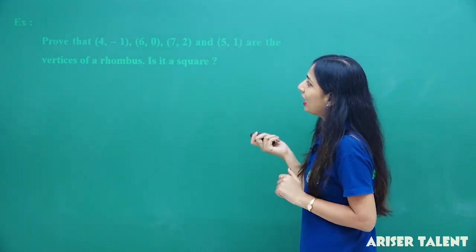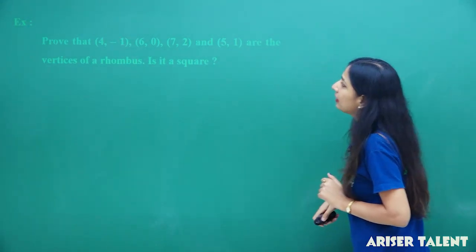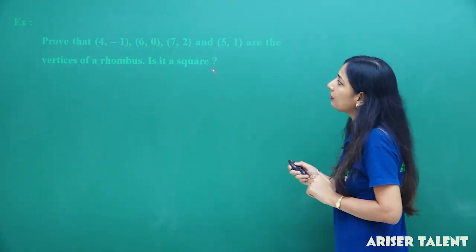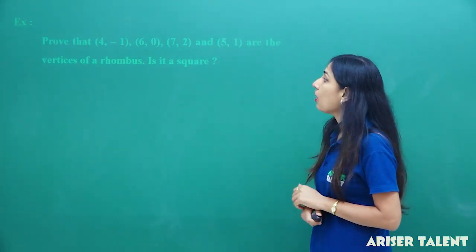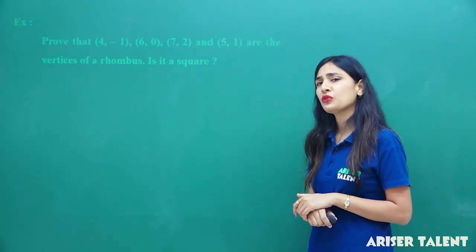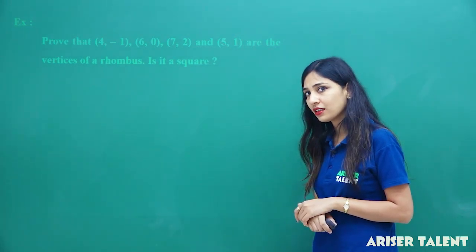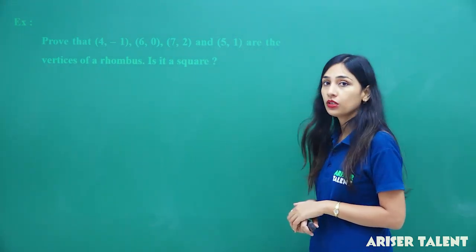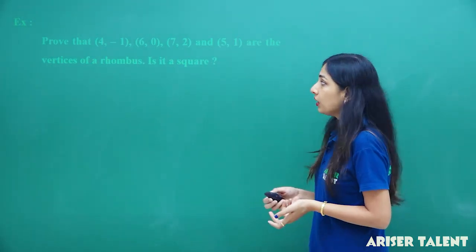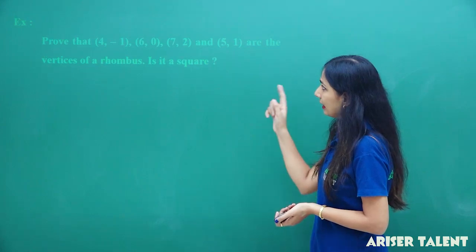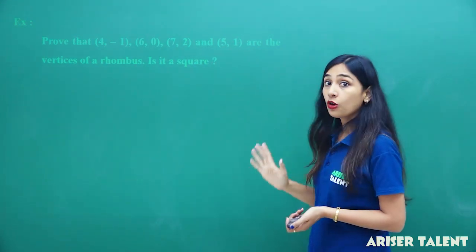Beautiful question. Okay. Prove that (4, -1), (6, 0), (7, 2) and (5, 1) are the vertices of a rhombus. Is it a square? Let's find out, it is or it is not. Now what is being asked is that we have to prove that it is a rhombus.